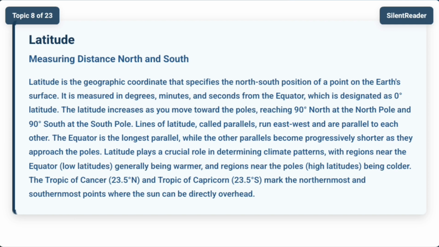Lines of latitude, called parallels, run east-west and are parallel to each other. The equator is the longest parallel, while the other parallels become progressively shorter as they approach the poles. Latitude plays a crucial role in determining climate patterns, with regions near the equator (low latitudes) generally being warmer, and regions near the poles (high latitudes) being colder. The Tropic of Cancer at 23.5 degrees north and Tropic of Capricorn at 23.5 degrees south mark the northernmost and southernmost points where the sun can be directly overhead.